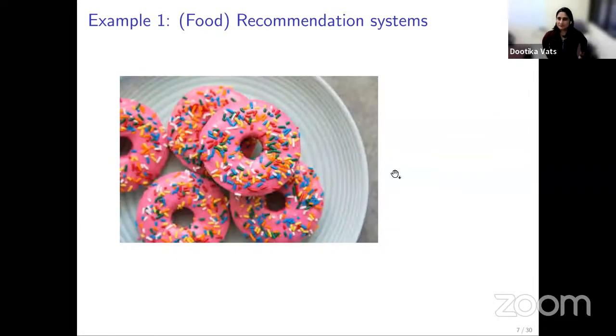Now, what are these lovely little things? Donuts. Yeah, this was the fastest from everyone. Everyone likes donuts. Now the computer is like, "I know you, Dutika. I know you inside and out. You like donuts, right?" Perfect. Excellent. So it says donuts.